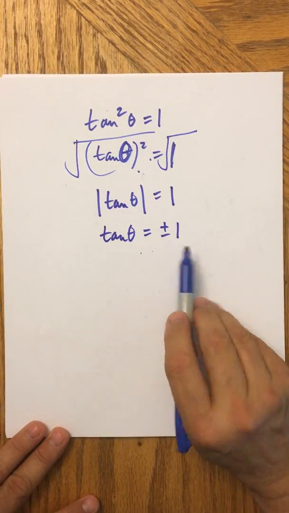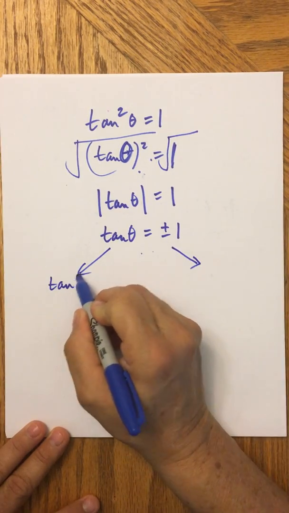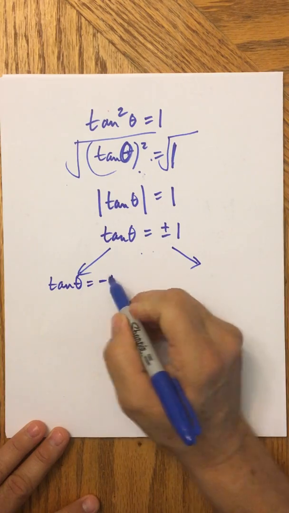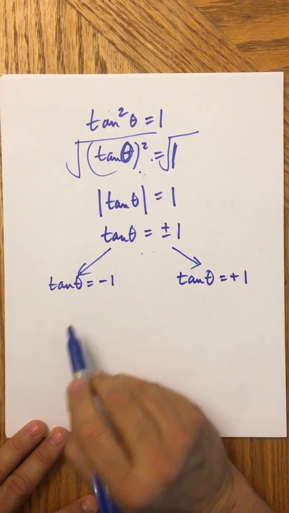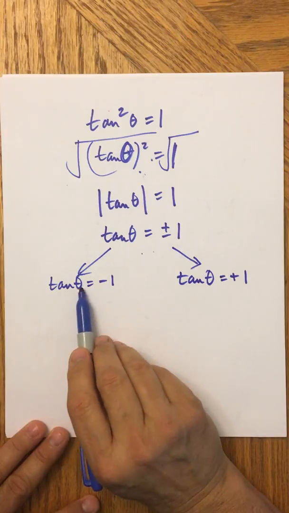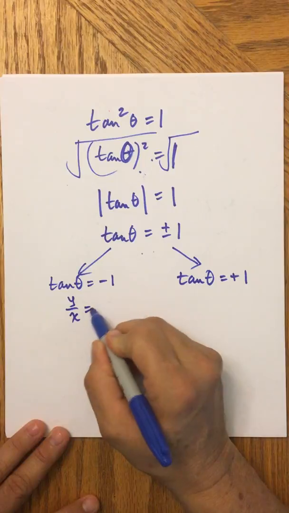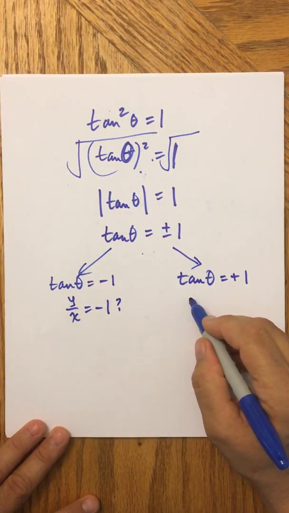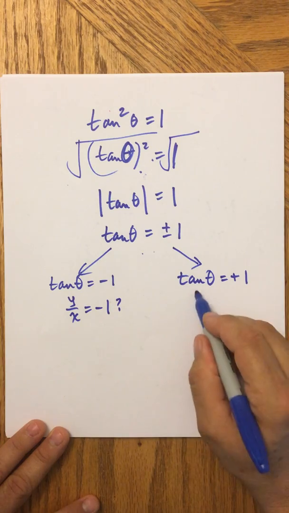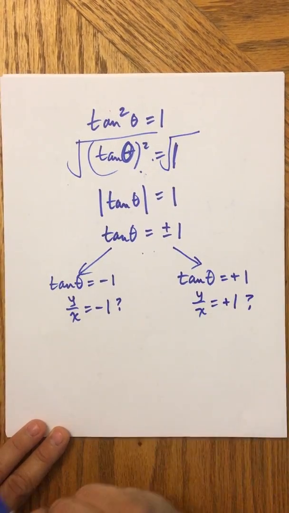Now I have to start using trig. Essentially I have to solve two separate things. Either where's tangent theta equal to negative 1? Where's tangent theta equal to positive 1? So remember, this is asking for what angle is the ratio y over x equal to negative 1, and then this is asking for what angle is the ratio y over x equal to positive 1. Okay, that's what it's asking.